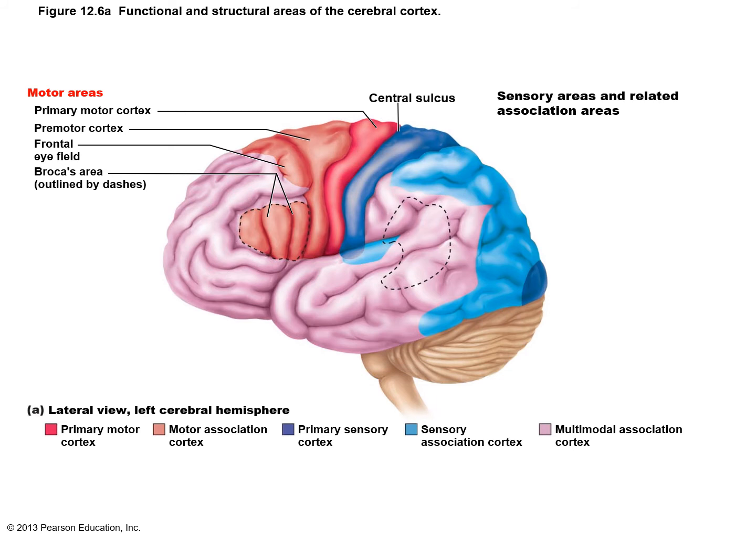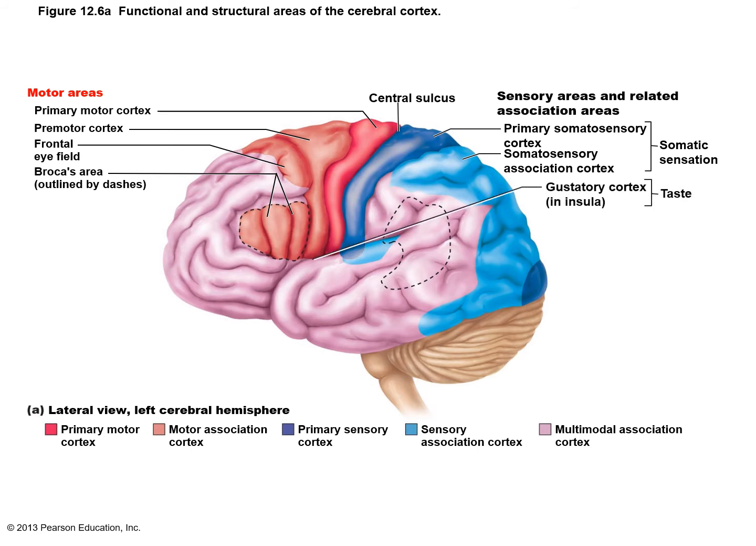Let's take a look at the location of the sensory areas and related association areas. First, you see the primary somatosensory cortex and the somatosensory association cortex. These are involved in somatic sensation, which is basically the sensation of the position and movement of your limbs, so your muscles, joints, and tendons. Please notice that the primary somatosensory cortex is located in the postcentral gyrus. The gustatory cortex is located in the insular lobe. If you look where the pointer is, it would actually be deep to where the pointer is. Again, this is involved in taste.